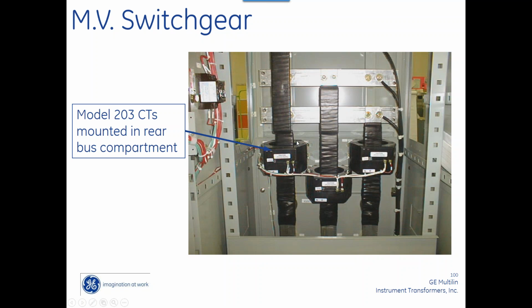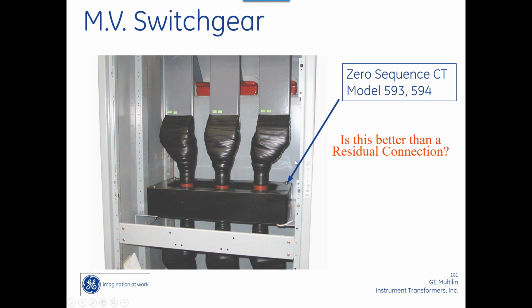Here's a model 203 that was actually put in some medium voltage switchgear. Here's a ground fault CT. So, this is a zero sequence CT, right? Because it's going around all three conductors. So is this better than a residual connection? Yes, absolutely, because I don't have to worry about that 10% error.